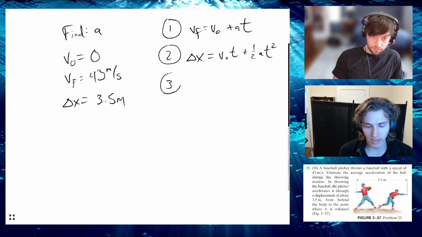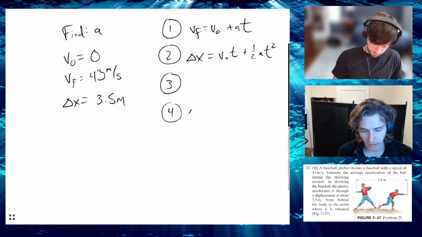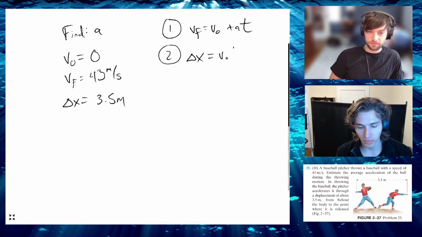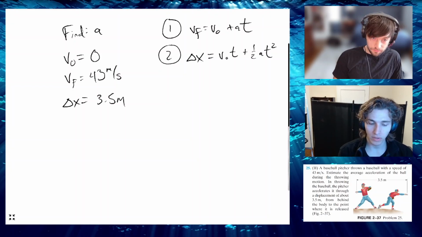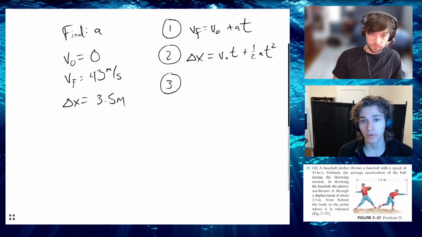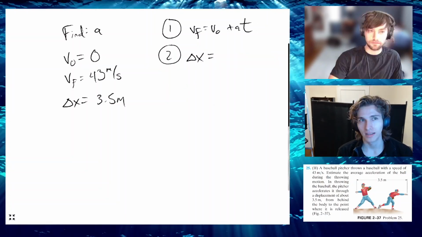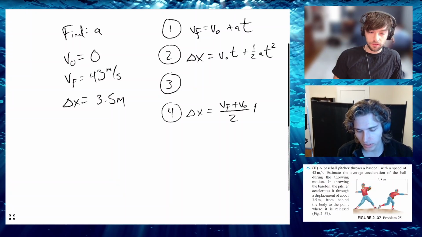I just don't consider it in the three primary kinematic equations. We'll make that a fourth down here. This one is going to be V initial times time plus 1/2 A T squared. However, we can put that one off to the side. It's not a bad one. I just don't consider it in the three primary kinematic equations. Delta x equals V final plus V initial over 2 times time.